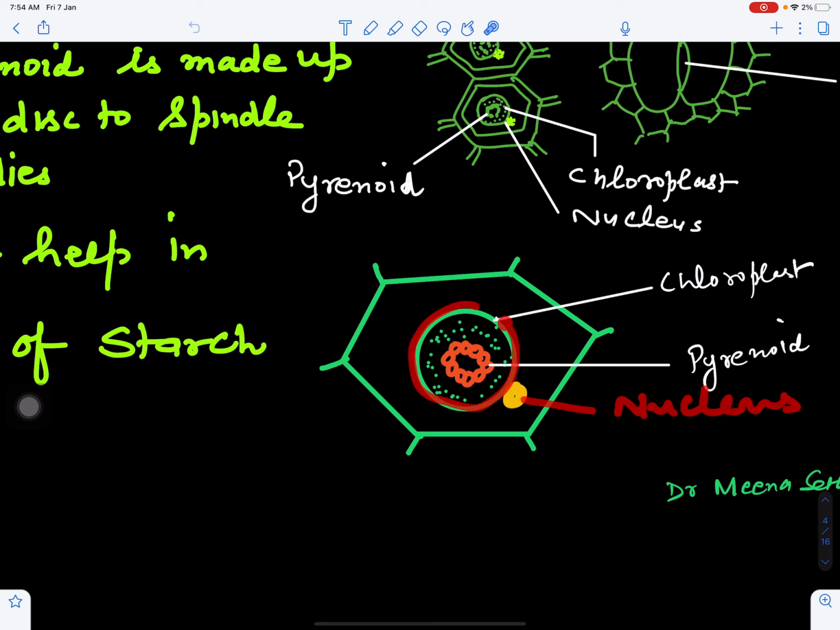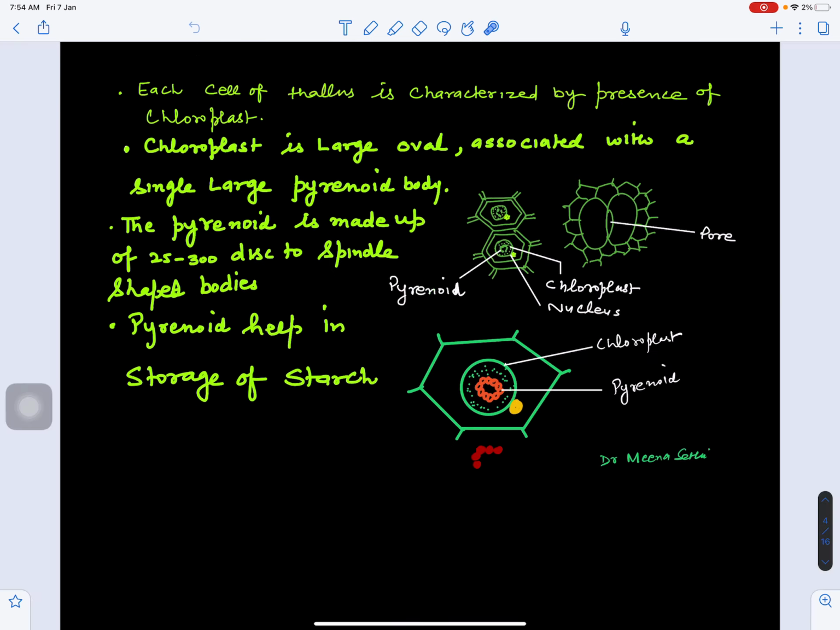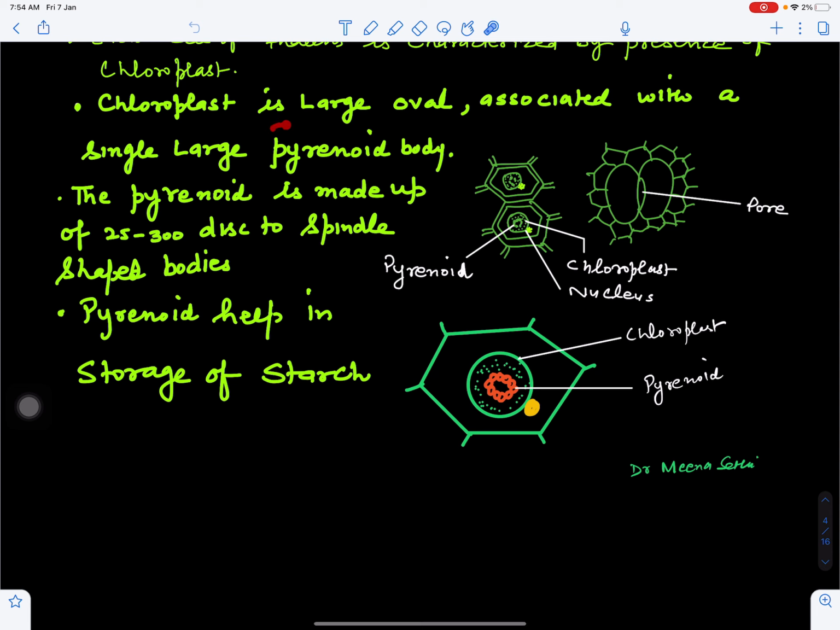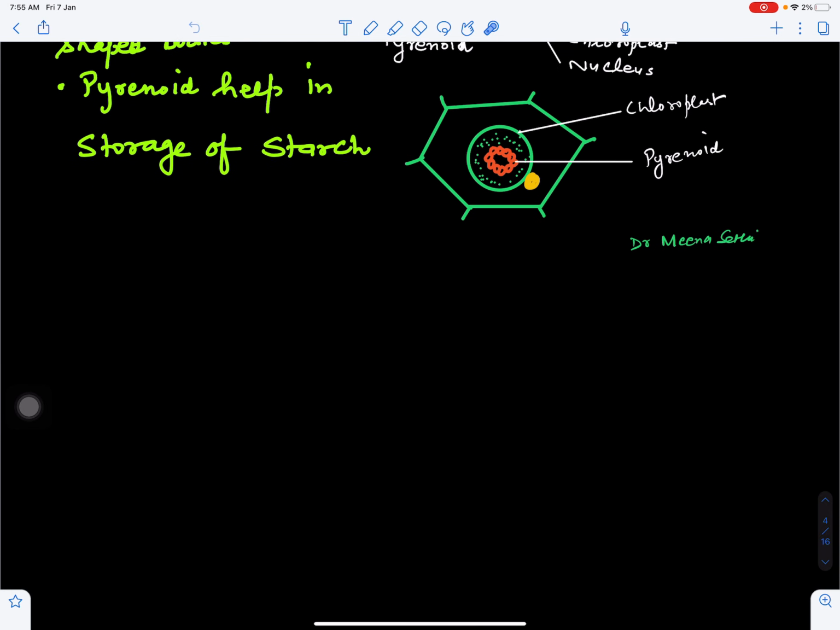This is the chloroplast, and this is associated with a single pyrenoid body, which is further split up into disc-like parts like this. So we can say the chloroplast is large, oval, and associated with a single large pyrenoid body. Now, the pyrenoid body is further made up of 25 to 300 disc to spindle-shaped bodies, and its function is to store starch. So this is all about anatomy and morphology. What is morphology? External characters. What is anatomy? These are the internal characters of the Anthoceros thallus.